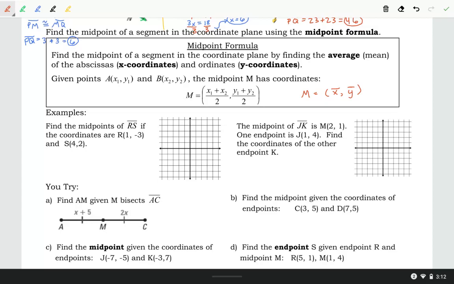So for this example, we're going to find the midpoint of RS if the coordinates are R is 1, negative 3. So 1, negative 3, this is R. And S is 4, positive 2. 1, 2, 3, 4, up 2.